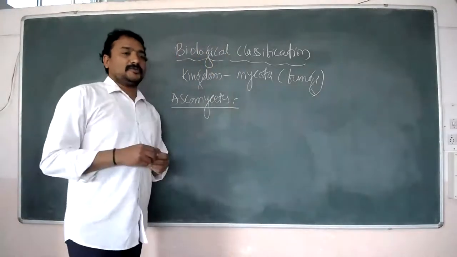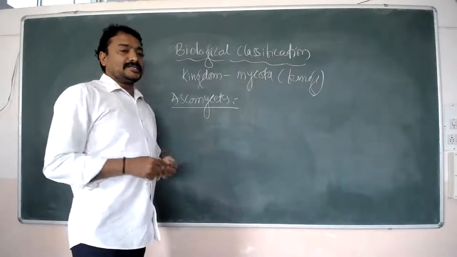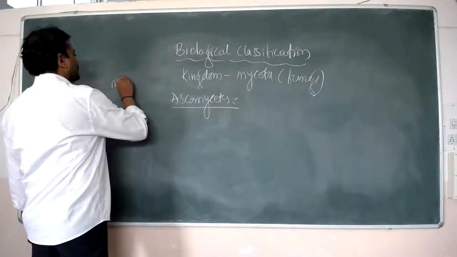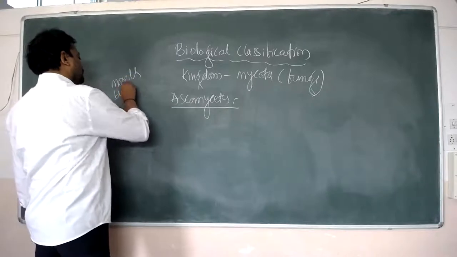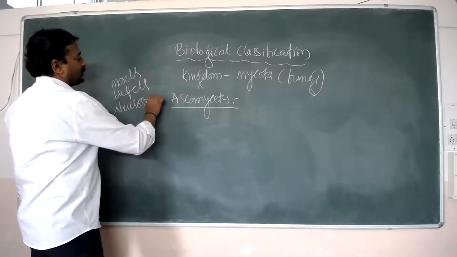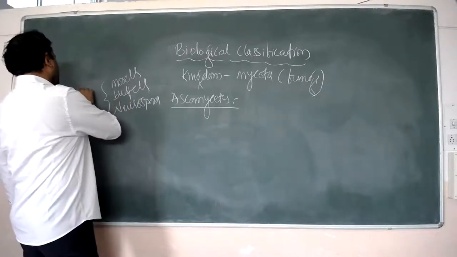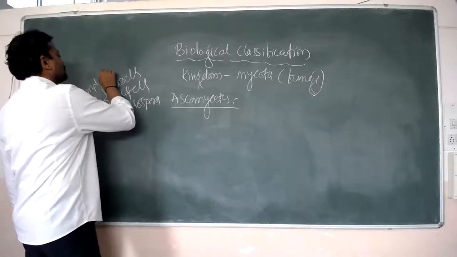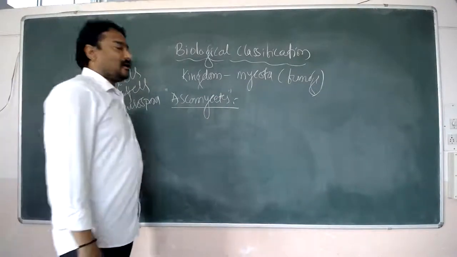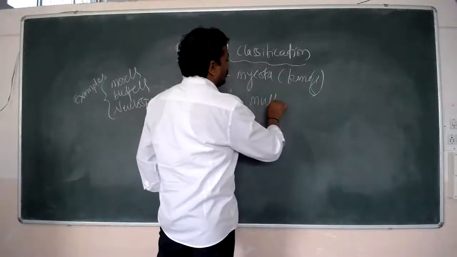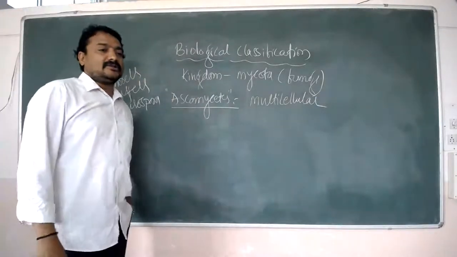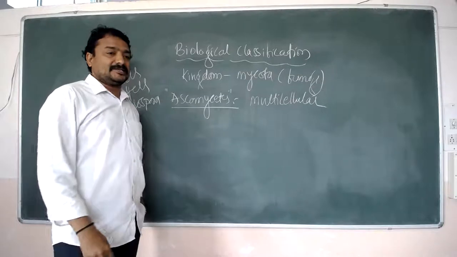First, are they multicellular or unicellular? First of all, let me give you some examples like morels, truffles, and Neurospora. These are the examples for this group of fungi, that is Ascomycetes. They may be multicellular or unicellular. Usually they are multicellular, made up of many cells.